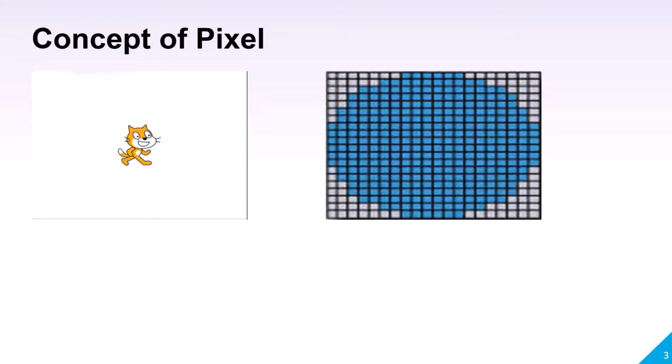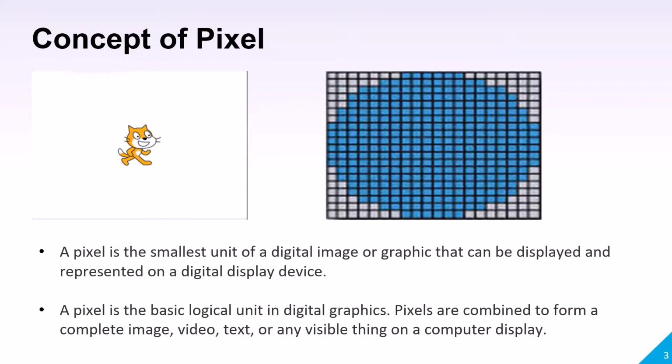Let's go to the concept of pixel. Here is your programming area. That area is divided into small portions, looking like squares or maybe circles. Each of the places is illuminated based on your object, and each and every cell is called a pixel.